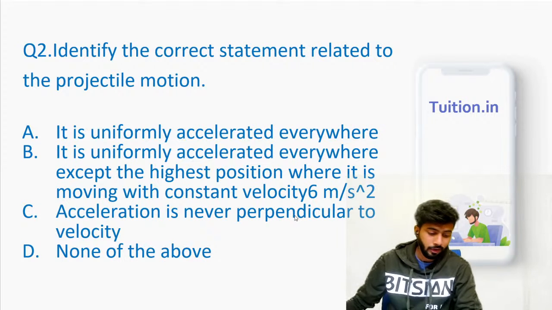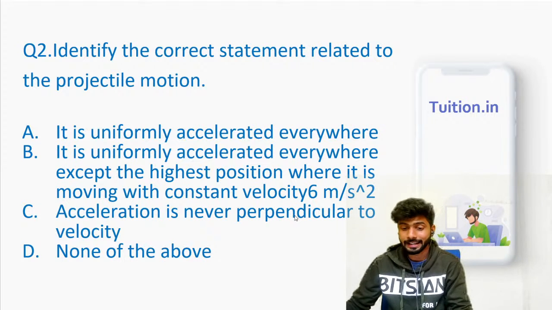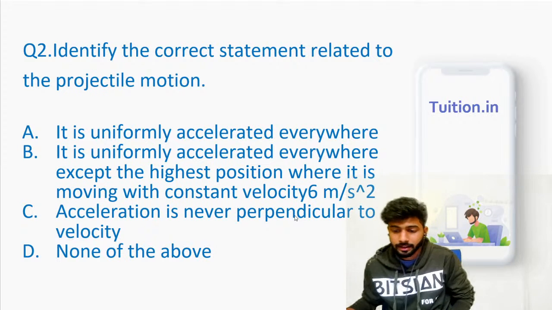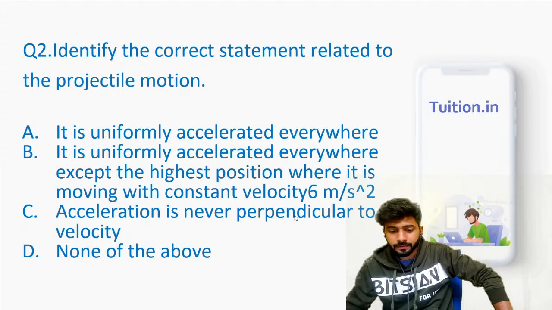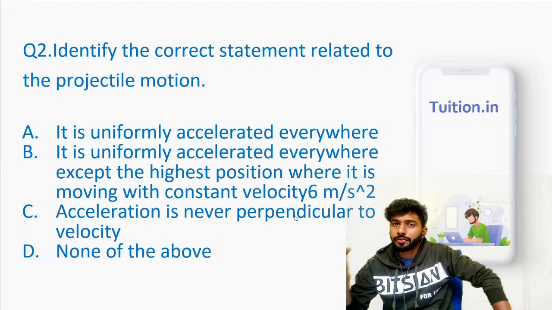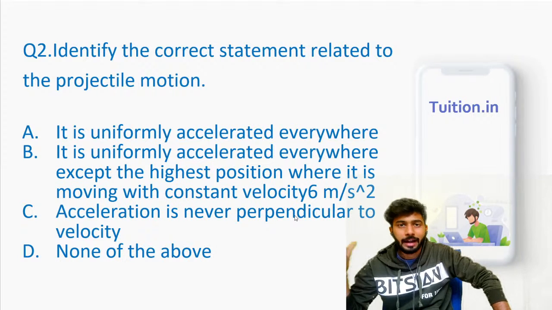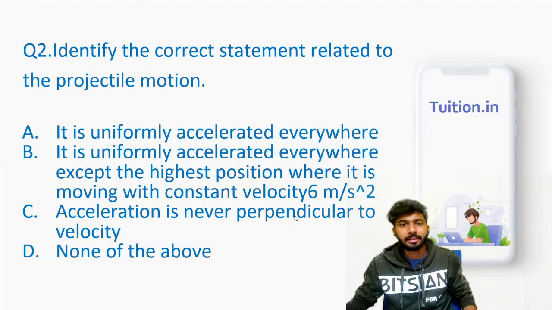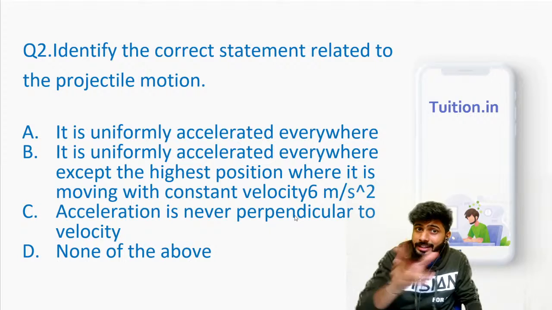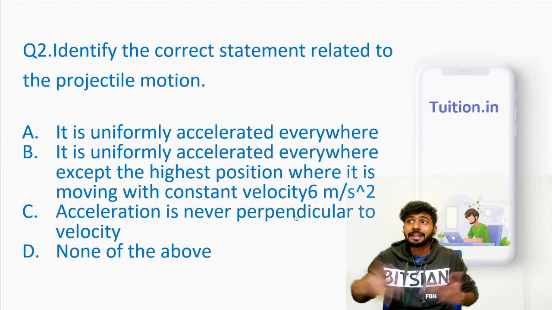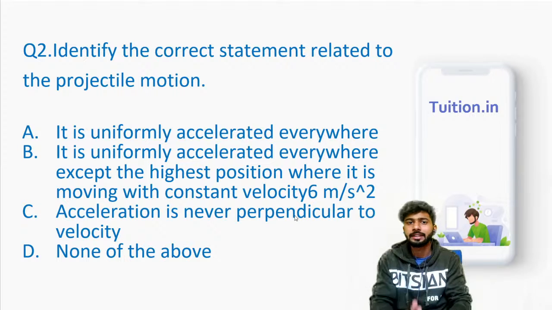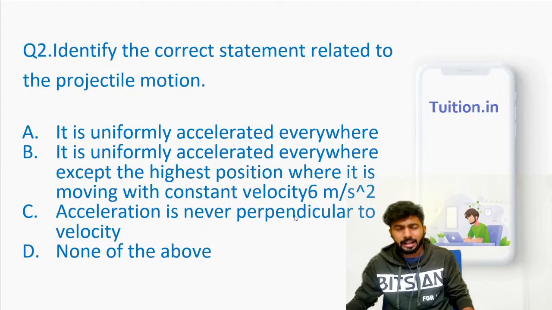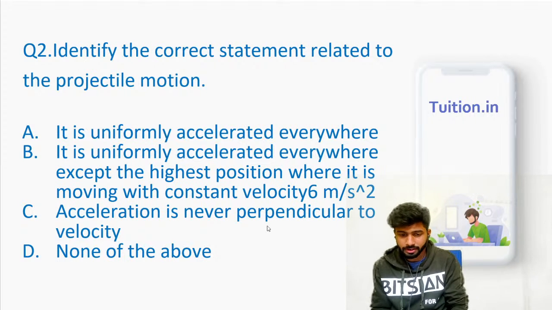Okay, most people went for option B. That's not right. Option A is right. Why am I saying it's uniformly accelerated everywhere? What do you mean by uniform acceleration? When a body is subjected to a force which is not changing its direction and magnitude, which means a constant force, that force will provide a constant acceleration to the body, right? An acceleration which is fixed in magnitude, fixed in direction, which doesn't change. This kind of motion is known as uniformly accelerated motion, right? And this is how it is for the whole motion, not just at the topmost point.